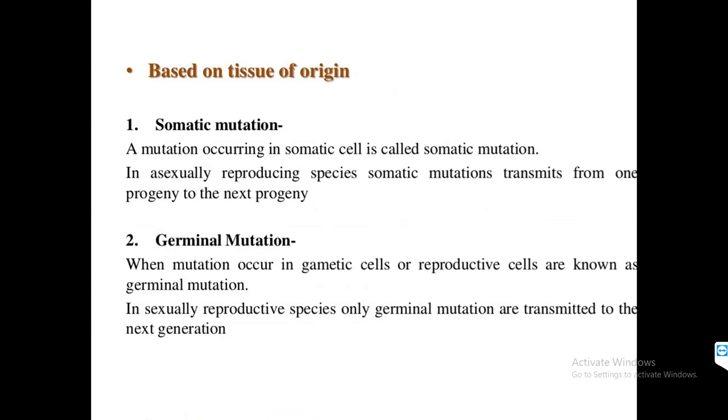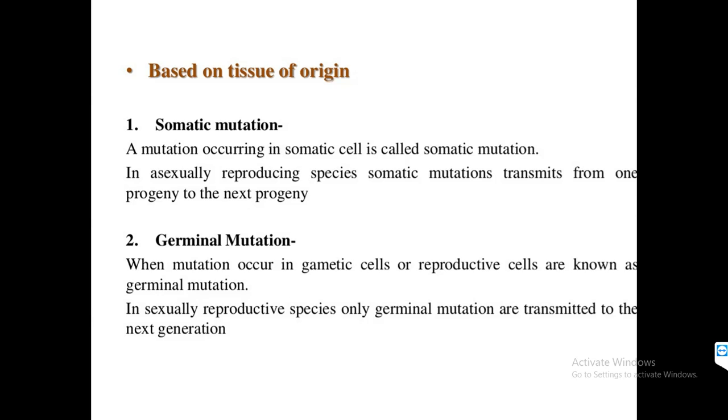Now, another classification is based on the tissue of origin: it is either somatic or germinal. A mutation occurring in a somatic cell is called a somatic mutation. Somatic cells are the cells which are not germ cells, so all the cells except the germ cells come under the category somatic. Somatic cells are also called body cells. A somatic mutation is whatever mutation occurs in the somatic cells.